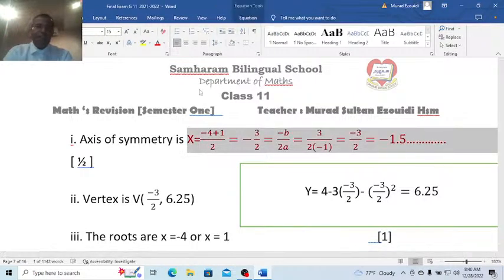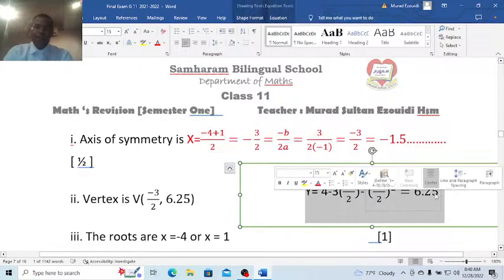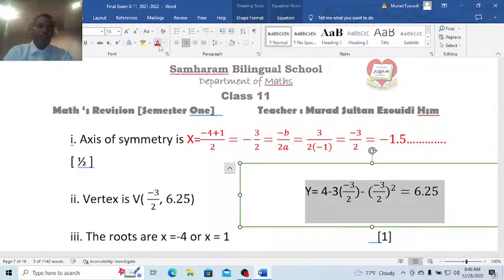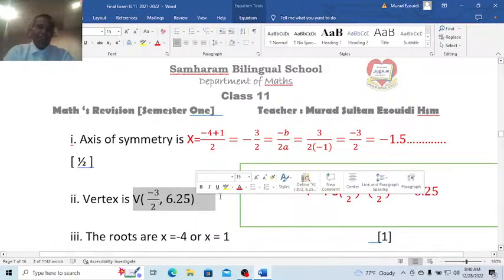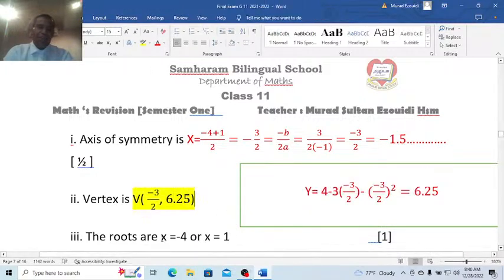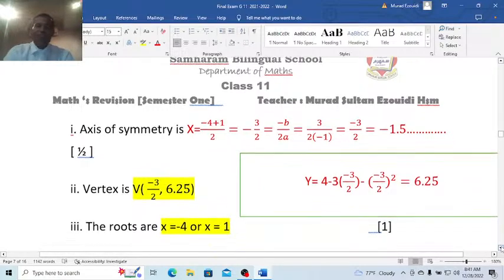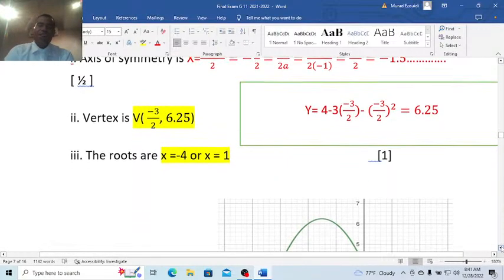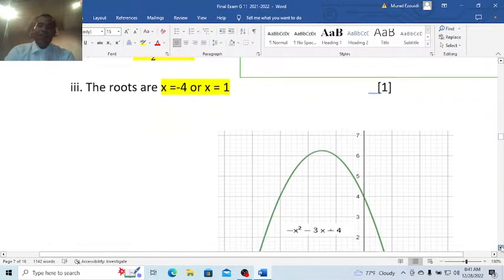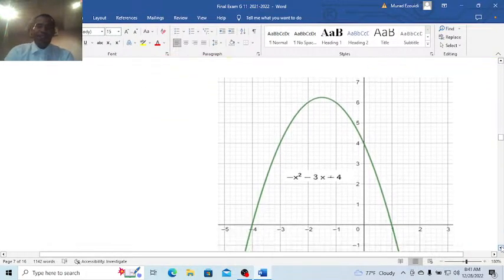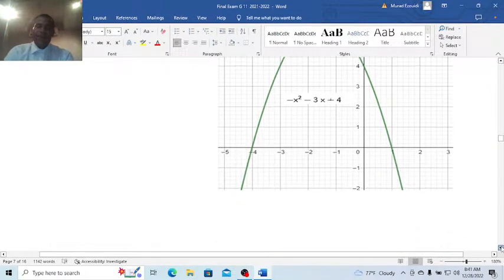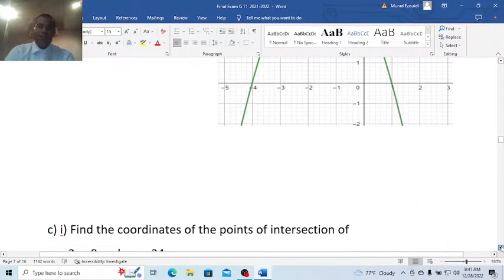This is the solution of the axis of symmetry, and this is the y value of the vertex or turning point. What's written in color is the answers. Through this revision you will train yourself and remember everything that we saw in the classroom, with your Pioneer in Math, Murad Sultan Ezouidi.